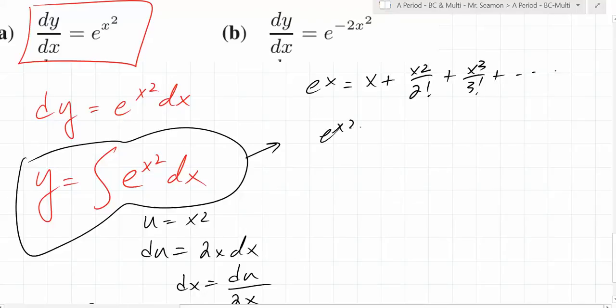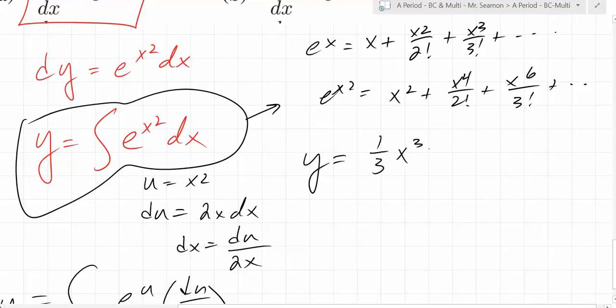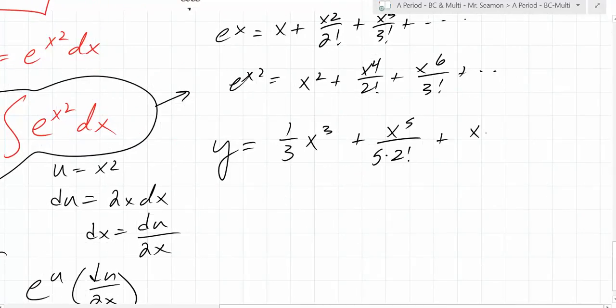So what is e to the x squared? 1 plus x squared plus x to the 4th over 4 factorial plus x to the 6th over... No. Oh, it's 2 factorial. Thank you. Over what? Cool. So therefore, what is y going to be equal to? 1/3 x cubed, right? Plus x to the 5th over 5 times 2 factorial plus x to the 7th over 7 times 3 factorial, and so forth.